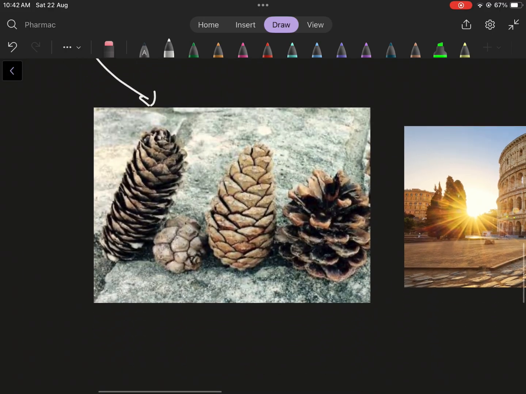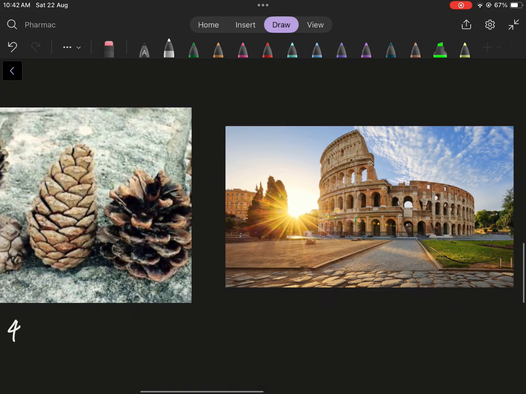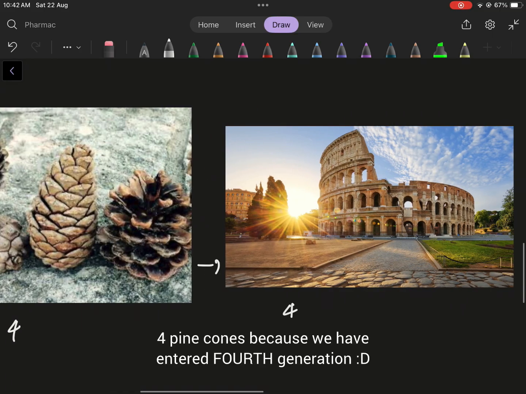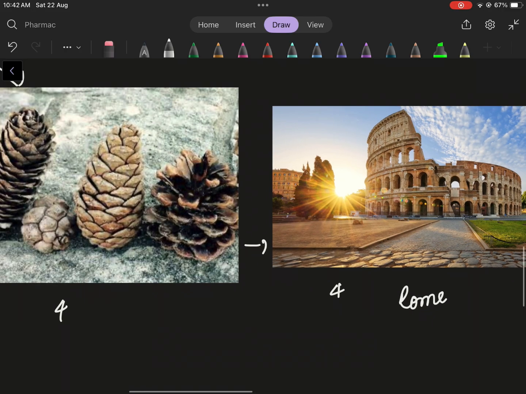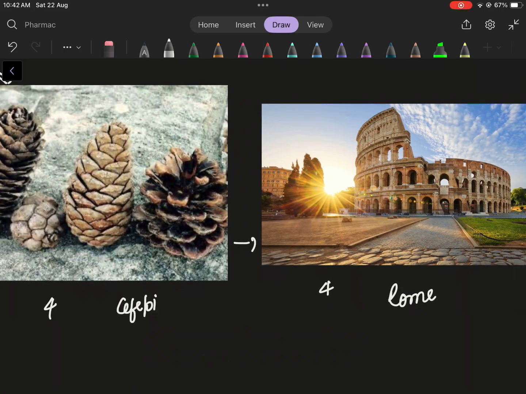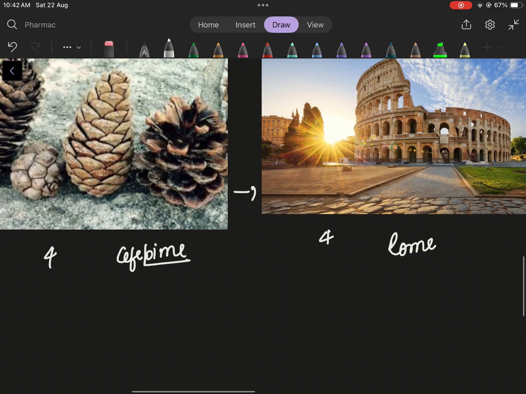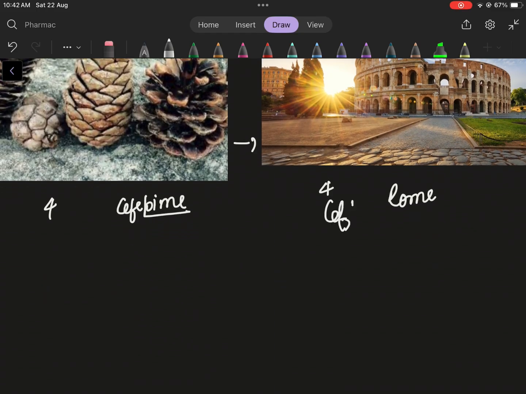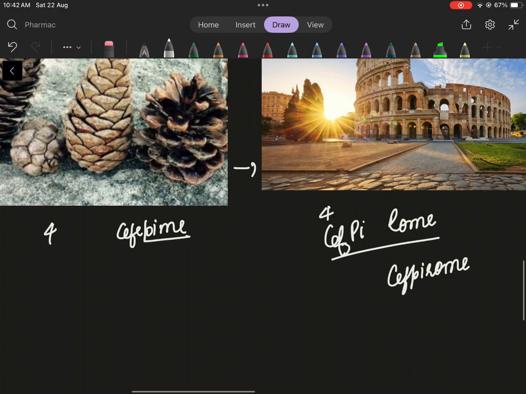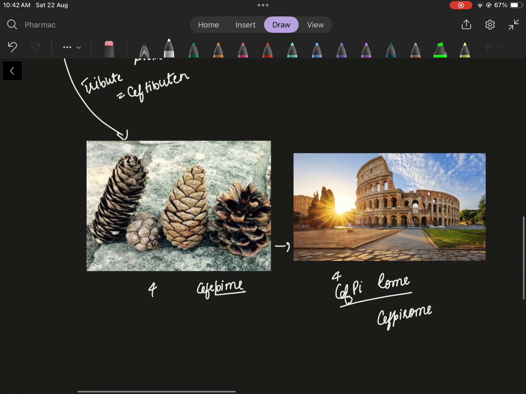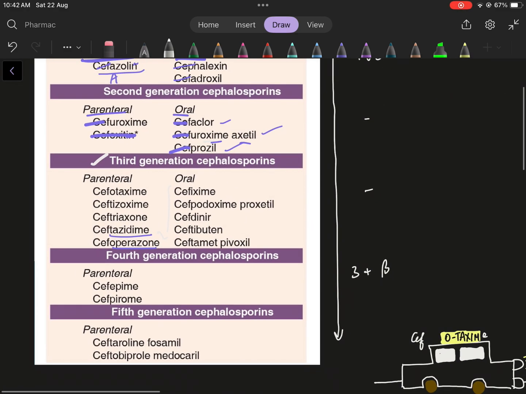What is the tribute? He says, for the meager price of 4 pine cones, I will offer you 4 round trips to Rome. Okay? So, pine cones and Rome. This is to remember cefepime, except it's pime, not pine, and cefpirome. I know we're kind of losing the plot here, but stick with me, guys.